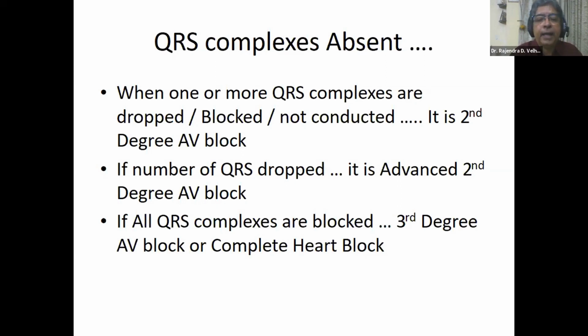Now, this is described as second degree heart block. Sometimes one or two QRS complexes could be absent. Sometimes a number of QRS complexes could be seen dropped, and therefore it is called the advanced second degree heart block. And sometimes it can also happen that none of the impulses is conducted beyond the AV node, and you don't see any QRS complex in the rhythm strip, and therefore it is described as third degree AV block or the complete heart block. So the QRS complex can be seen missing.